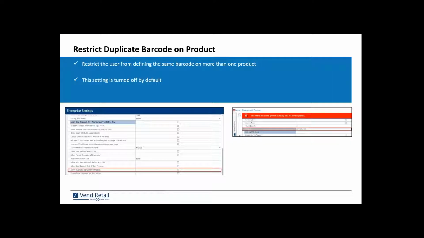So by default in iVend, we have provided a flag in our enterprise settings for whether you want to allow duplicate barcodes or not. By default, one cannot have a duplicate barcode on the product window. If in case your business scenario, your operations necessitate that you should have duplicate barcodes, then you can go to enterprise settings, flag this box, and you can have the duplicate barcode. If it is unchecked, whenever you are going to have a duplicate barcode in your system, you are going to have a system validation message over here.